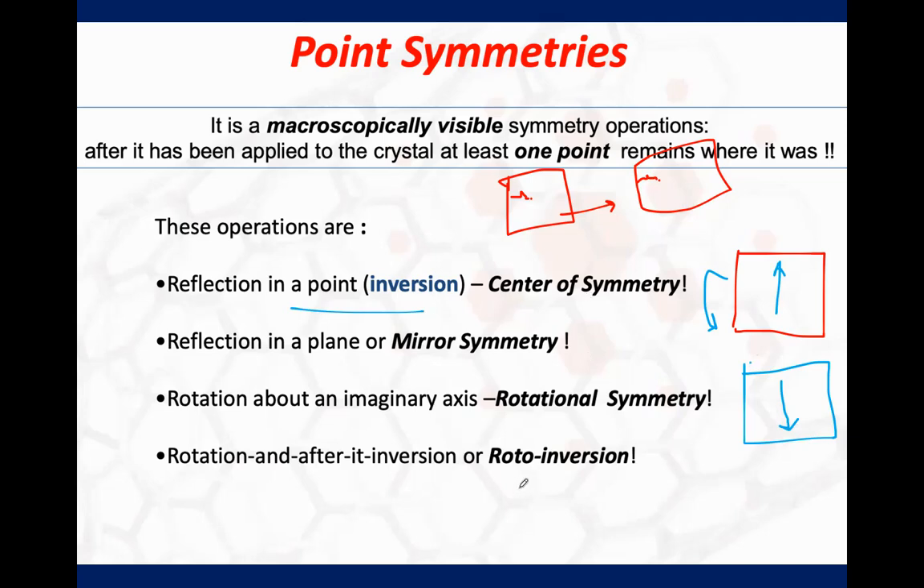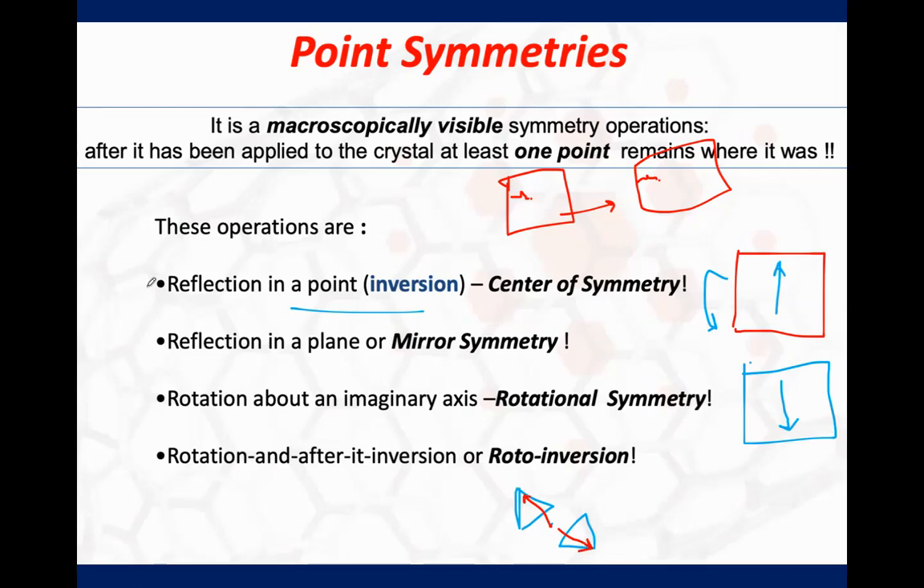So if you have a crystal like this, maybe you can turn it like this also. In that case, if you define a central point here, the distance from here to the corner should be equal to the distance from here to here. So this is a kind of inversion.